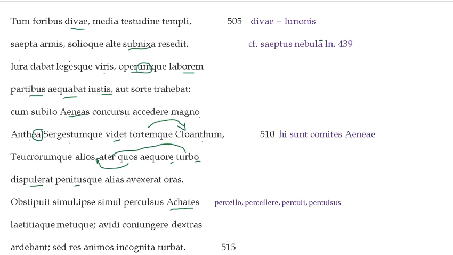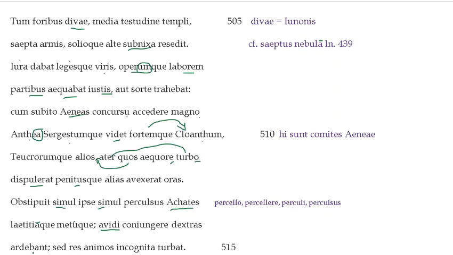So obstipuit simul, at the same time, ipse simul percussus Achates laetitiaque metuque. So note the polysyndeton here, laetitiaque metuque, and also note the repetition of simul. All right. So Achates here is percussus. This is from percello, percellere, which means something like to strike. And then avidi, this is in the plural because it refers to both Aeneas and Achates. They were avidi and they were ardebant.